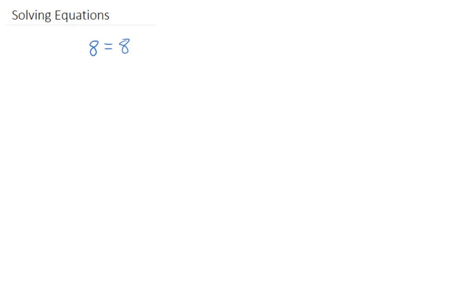So let's just say we have a simple statement like 8 equals 8, and that's just saying that the left side is equivalent to the right side. Now, if I wanted to, I could adjust the left side by adding 2 to it. And then to maintain the statement of equality, I would have to add 2 to the right side as well. And that gets into the strategy that we'll use for solving equations, that we start with a statement of equality.